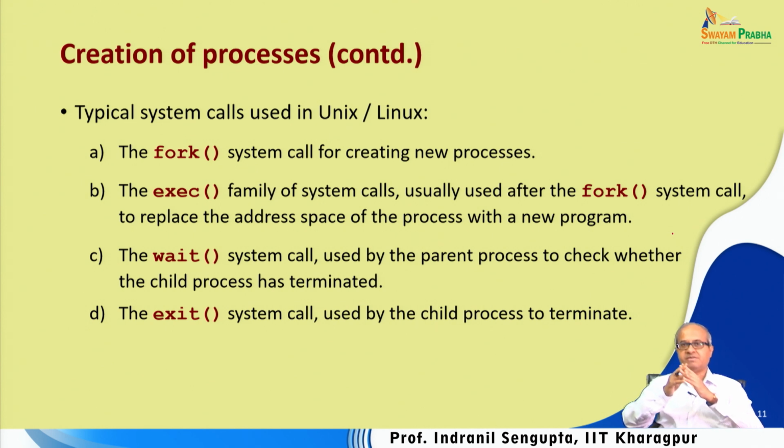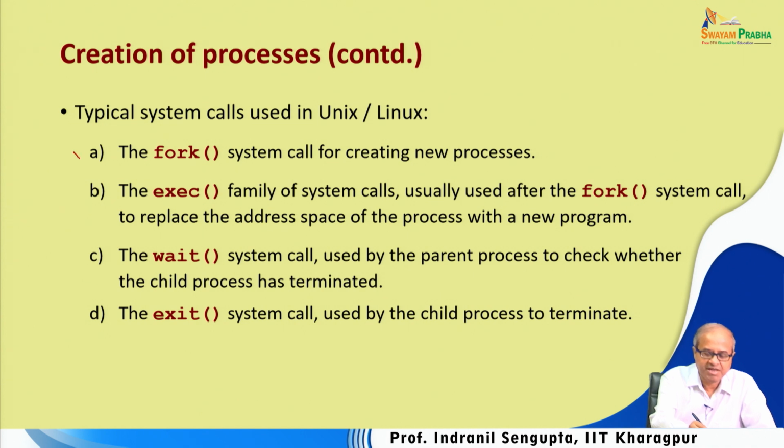Now, in Unix or Linux, there are some system calls which are specifically used for this kind of management between the child and parent processes. The parent can create a child, they can synchronize among themselves and so on. There are a few other system calls, but I am here mentioning the 4 most important ones. The fork I have already mentioned. The fork system call is used to create a new process.